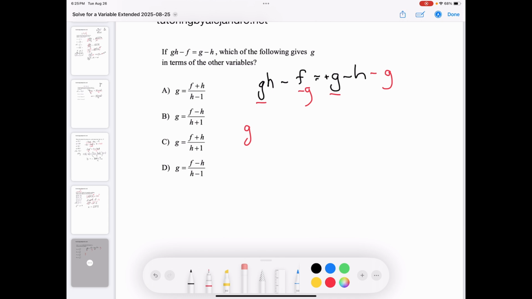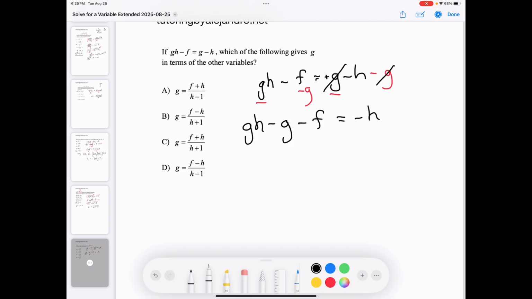So on the left side, I have GH minus G minus F, equals. Now, on the right side, I have plus G minus G, positive G minus G. That cancels out because that's equal to 0. And I'm left with minus H. Okay, great.